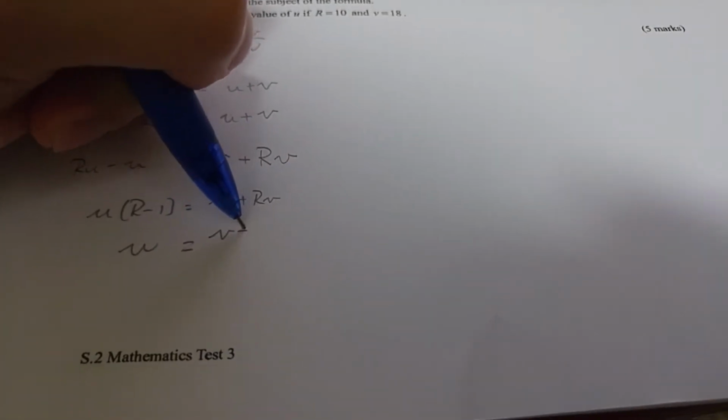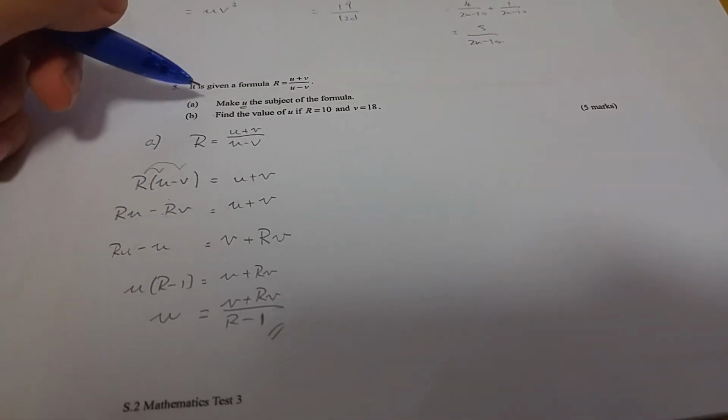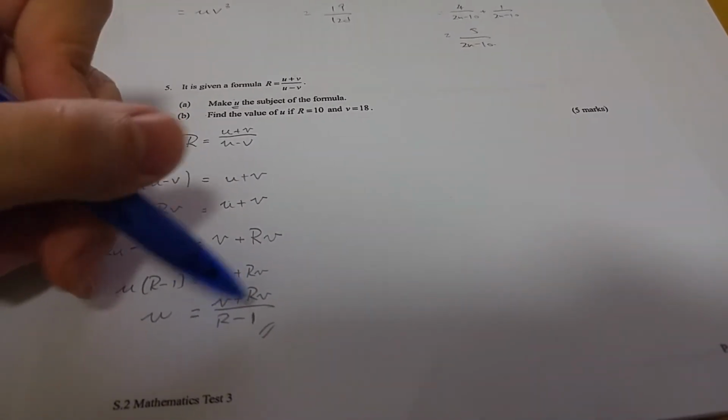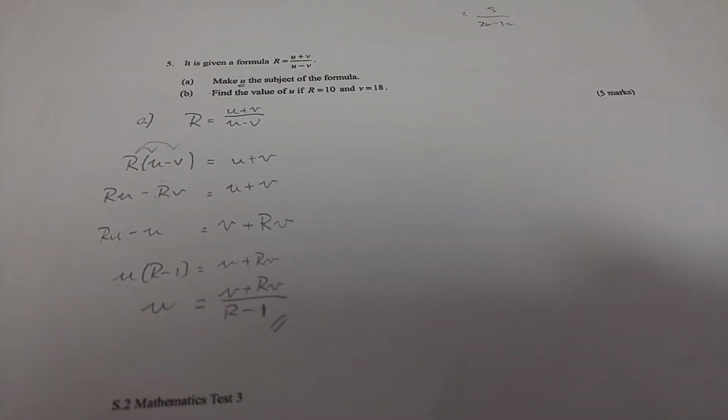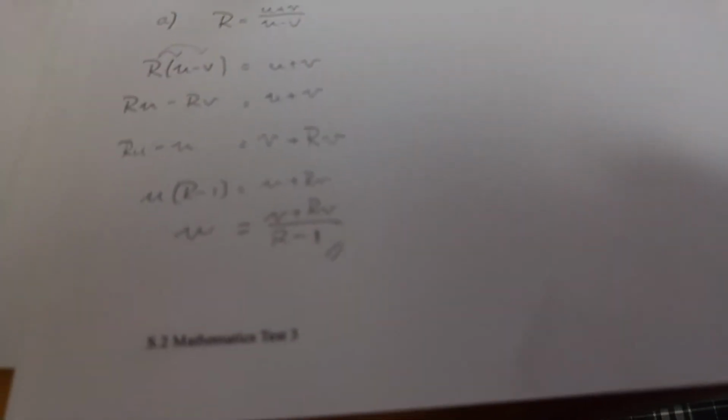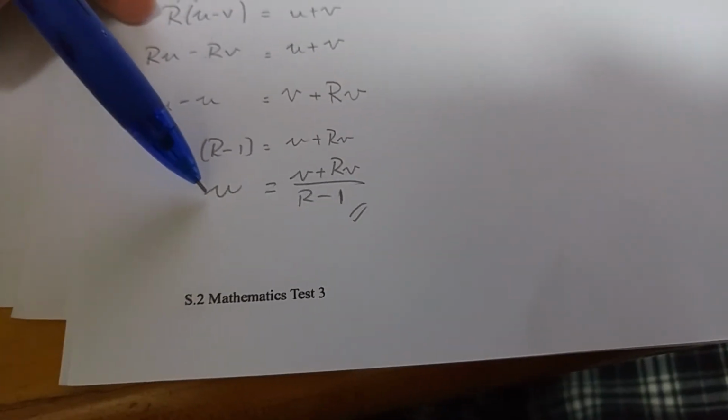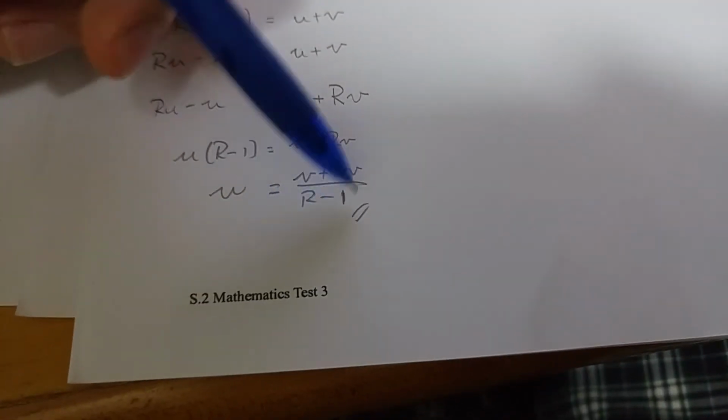And at the end, this is the answer. Okay? After doing this process, if you find there's a u on the other side, it means that you made some mistake. When you make something the subject, the subject only appears once. For example, this u only appears here once. You cannot find any u here. No, okay?